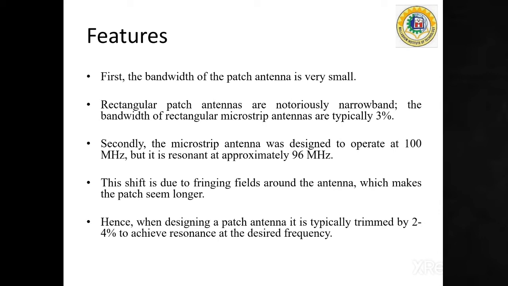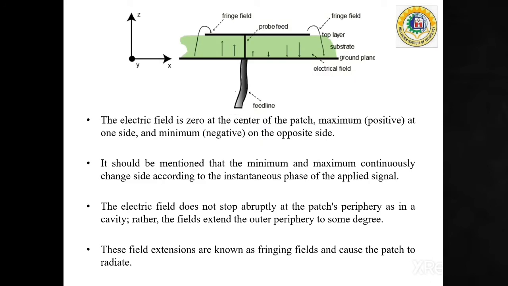Secondly, the microstrip antenna was designed to operate at 100 MHz, but it can be seen that it is found to resonate approximately at 96 MHz. This shift is due to the fringing fields around the antenna, which makes the patch seem longer. Hence, when designing a patch antenna, it is typically trimmed by 2 to 4% to achieve resonance at the desired frequency.